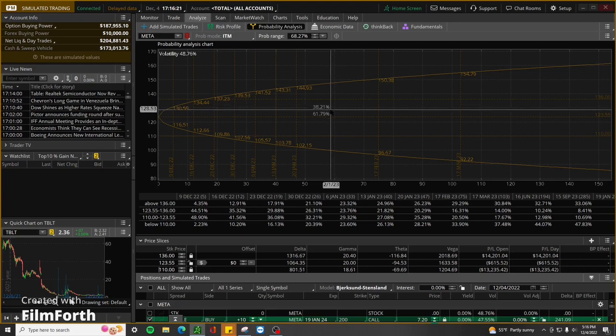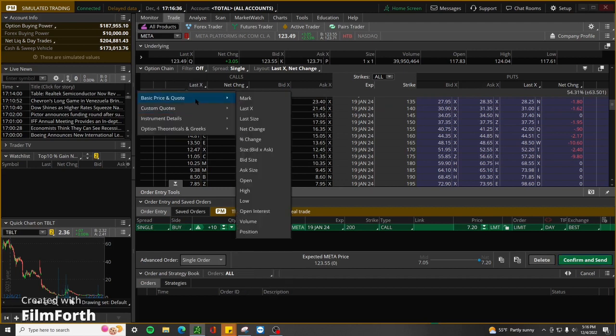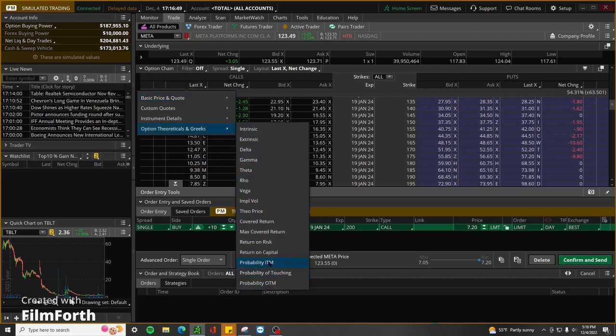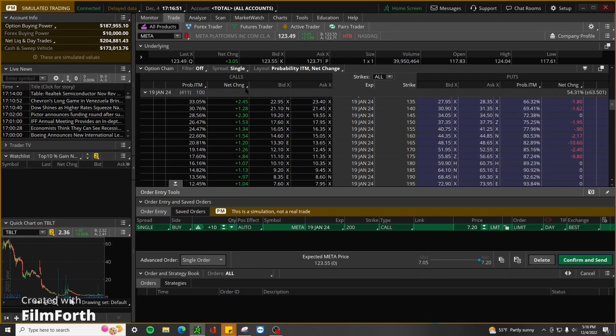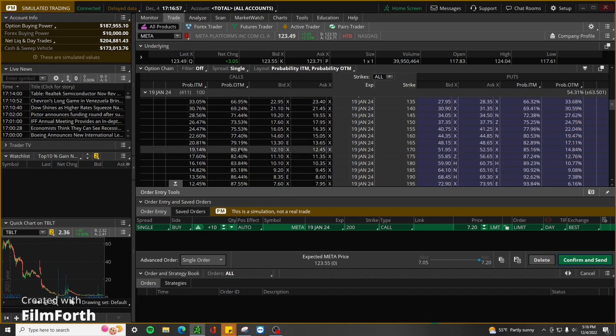The other way you can look at the probability in the money or out of the money, in this case, you can see that on the trade tab here. So when you look at some of these columns, you can adjust them to show different data sets. So in this case, we'll say we want to look at probability in the money, okay? And then we want to look at probability out of the money, okay? That way we don't have to go to the probability analysis tool. You can look at that data as well from the trade tab.